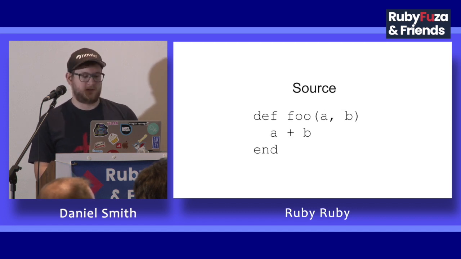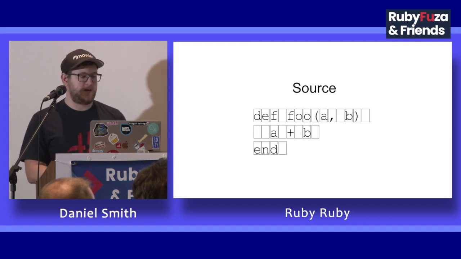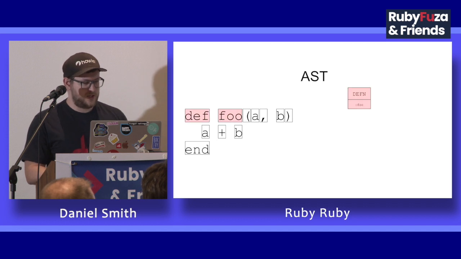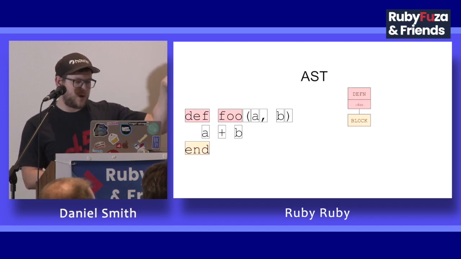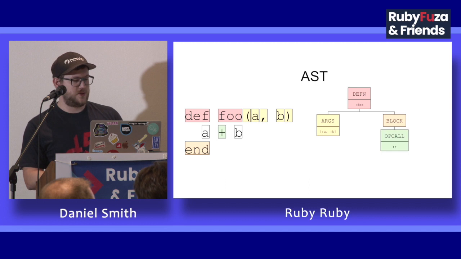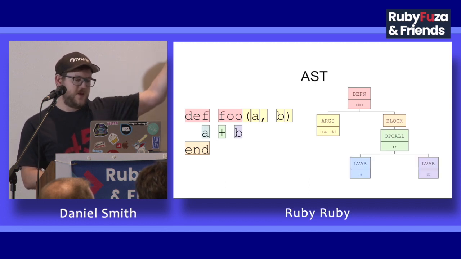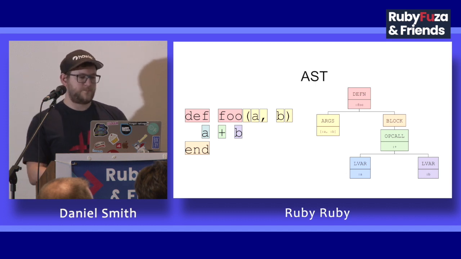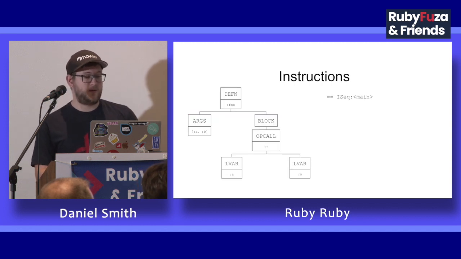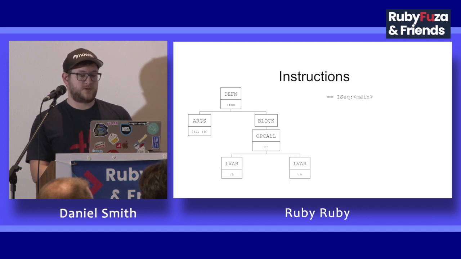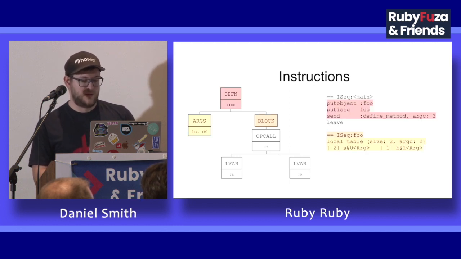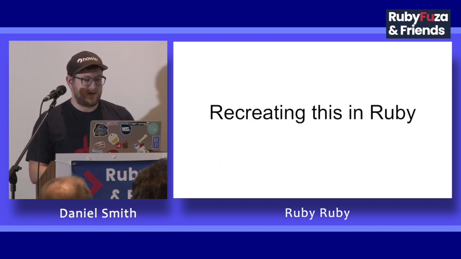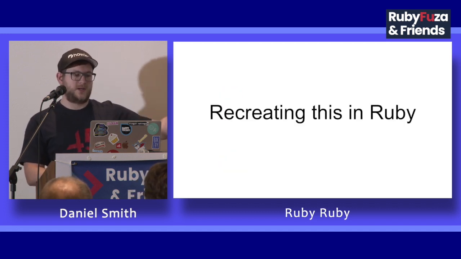So there's a little function over here, which chops it up into characters, turns that into tokens, and then we do some little magic over here, and it gets parsed into an abstract syntax tree, which looks kind of like this. We've got some functions, some args, opcalls, local variables, all that jazz. And then, once we've got that abstract syntax tree, we take that and turn it into instructions. It looks kind of like this. Right? Okay. And so now, we've got to recreate this whole process in Ruby.